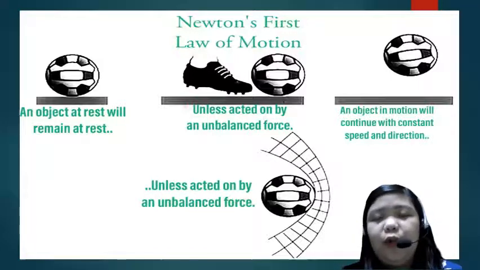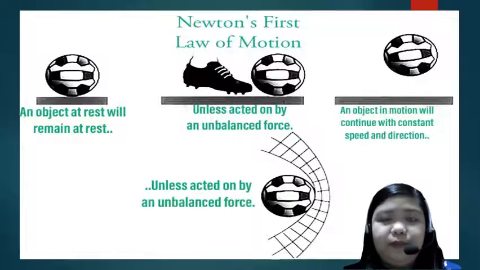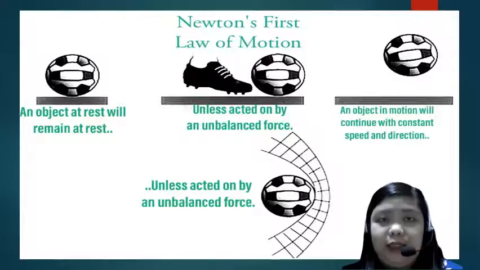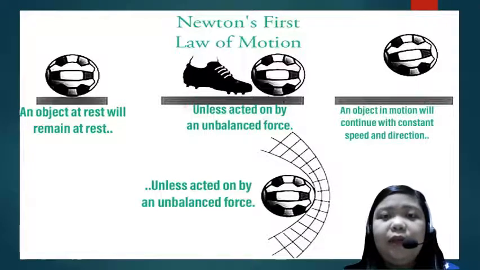Vice versa, an object in motion will continue with constant speed and direction unless acted on by an unbalanced force. Okay, so always remember that in Newton's law of motion, an object at rest will remain at rest unless there is a force applied onto it, while an object in motion will continue and will never stop unless a force is added onto it. Okay?